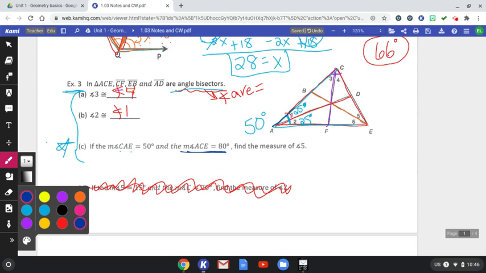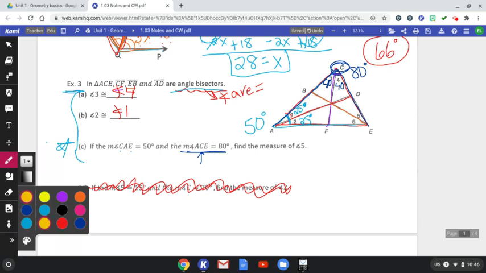Next, they give us the angle ACE is 80. So angle A up to C to E. So notice C is the middle letter. That angle at C is going to be 80 degrees. So that is going to get split into two equal pieces, 40 and 40.